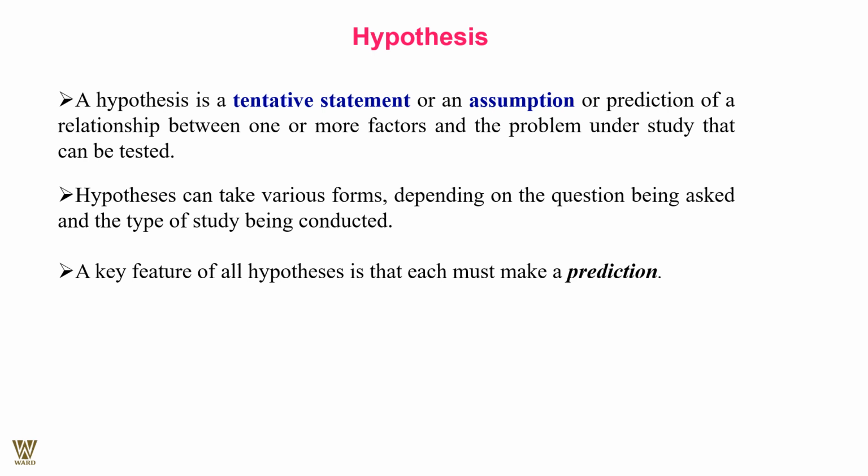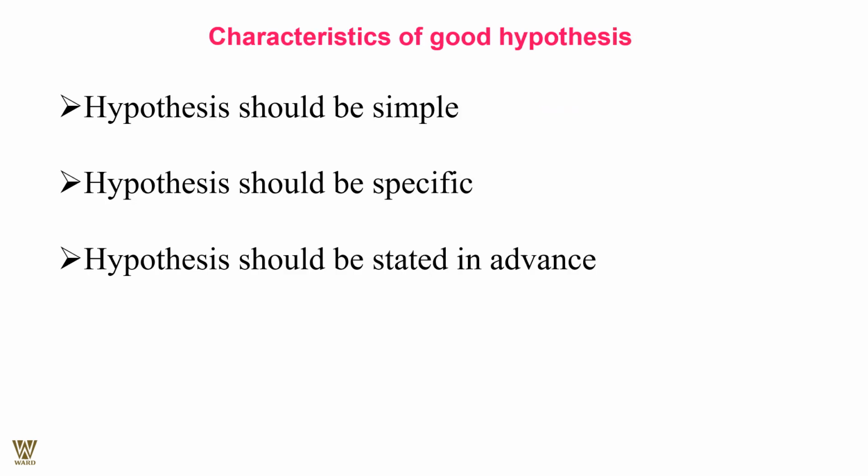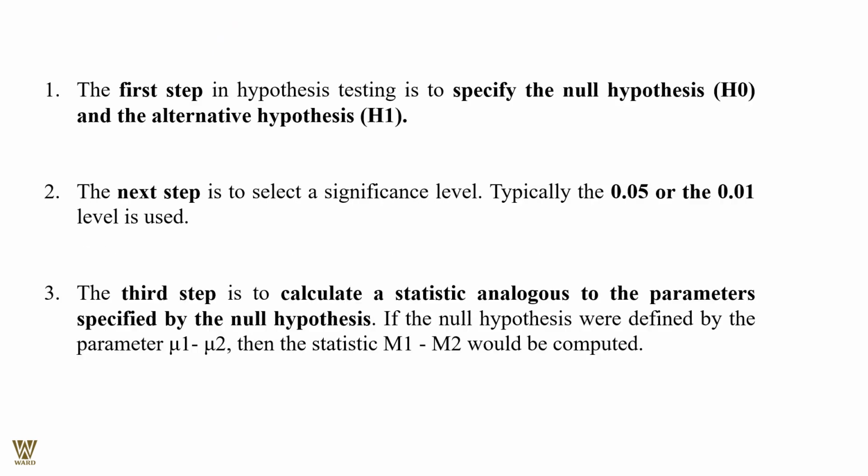So we have the outcome that we predict, and then we have something called the null hypothesis. That's the opposite of the outcome that we have predicted. So hypothesis should be simple, it should be specific, it should state in advance what we are expecting. The first step in hypothesis testing is to specify the null hypothesis, H0, the opposite of what we have been trying to figure out, and the alternative hypothesis is H1.